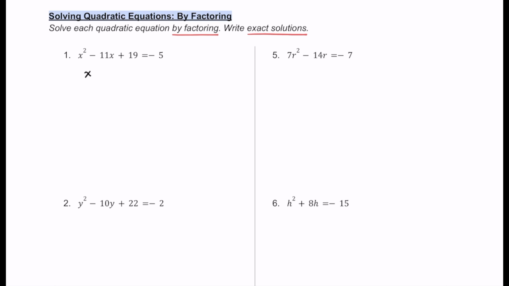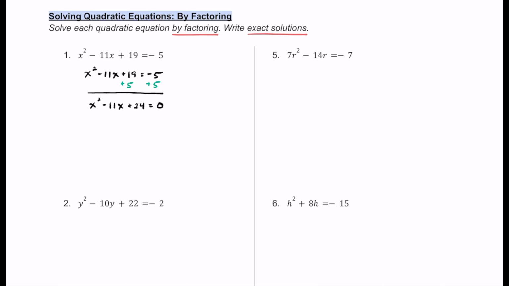For number 1, we have x squared minus 11x plus 19 is equal to negative 5. First thing we're going to do is move everything to the same side of the equation. We want it to equal 0 every single time. So let's add 5 to the left side and add 5 to the right side. If we do that, we get x squared minus 11x plus 24 is equal to 0.